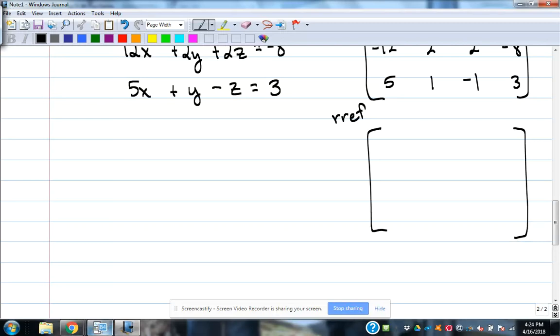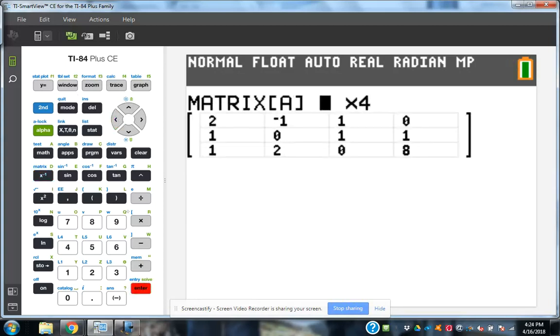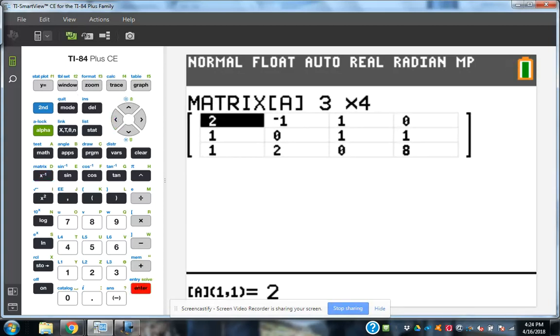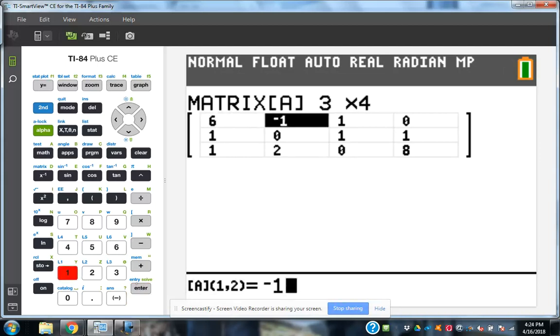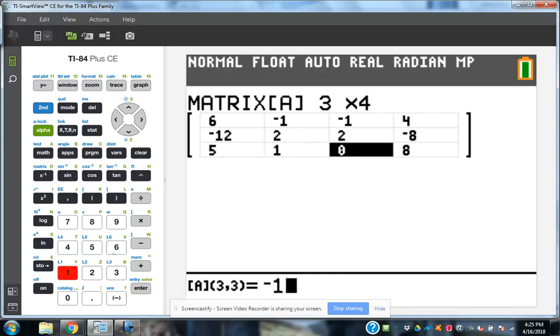So let's go do that. So second matrix, and we're going to edit. I've already got a 3x4, so I'm just going to use matrix A and just override all the numbers. So 6, -1, -1, 4, -12, 2, 2, -8, 5, 1, -1, 3.